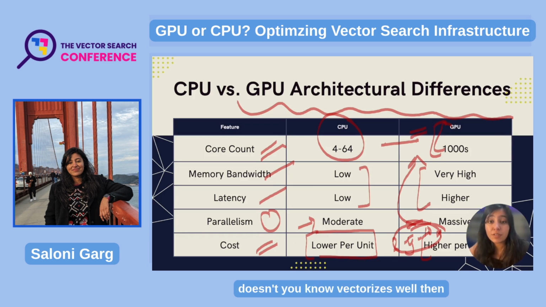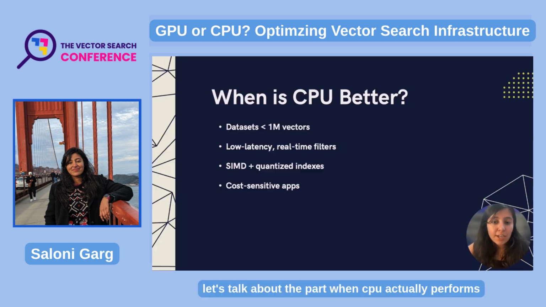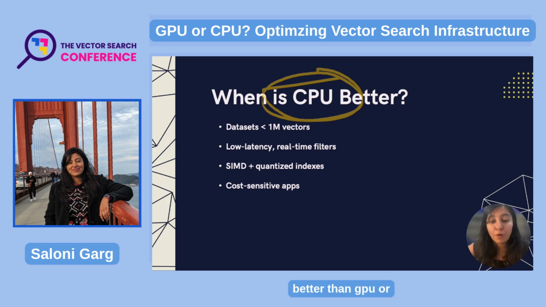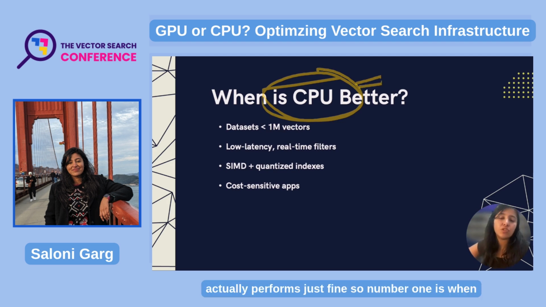If the model doesn't vectorize well, then we are not going to see a significant increase, even if we are running it on very costly GPUs. We'll talk about that in later slides. Now let's talk about the part when CPU actually performs better than GPU, or actually performs just fine.